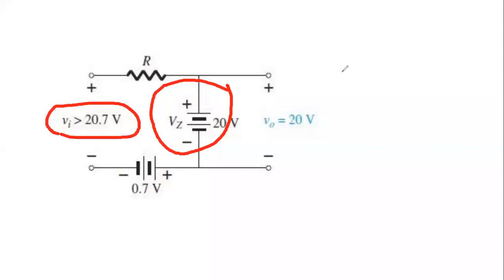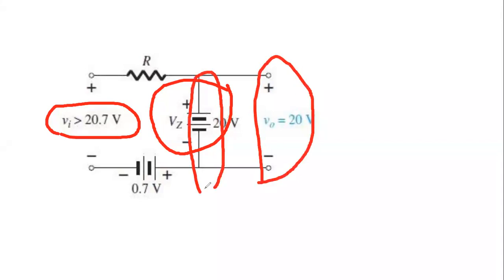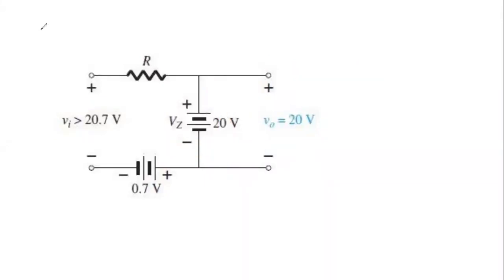Now we can see, my student, that the output is parallel with the Zener diode. So the Zener diode voltage is 20 volt. So in the output, we will also get 20 volt. So that was the positive cycle.